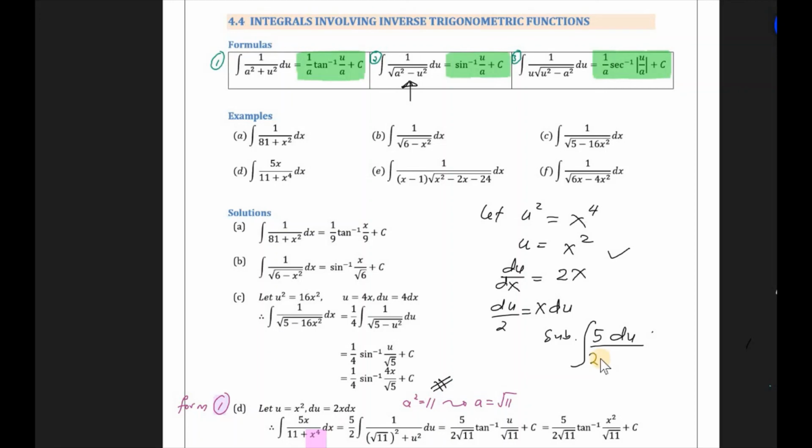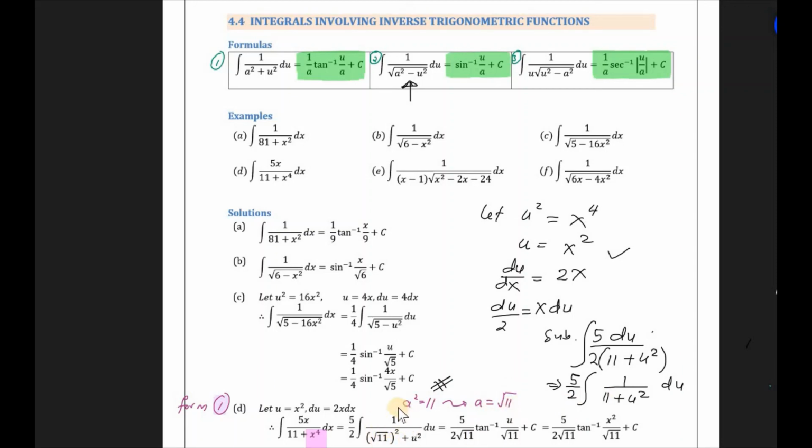And then we have this 11 plus x power 4, just now is the u squared. And if you're rearranging it, you get 5 over 2 times 1 over square root of 11 plus u squared du. Then you get this format. As we are comparing it, it is a form of form number 1, 1 over a squared plus u squared du. So you just need to recognize what is the a squared. A squared is 11. Another way to say, a is square root of 11.